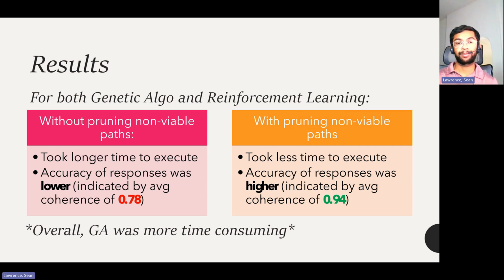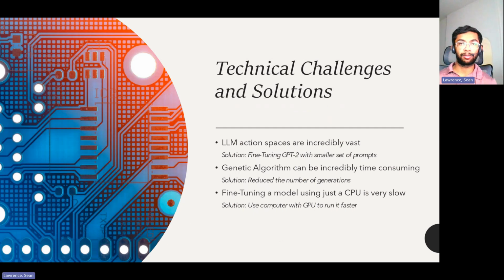So now that I've gone over our findings, I'd like to discuss some technical challenges that I experienced when conducting this experiment. So the first challenge that I touched upon earlier was the large language models. They're really huge, they're extremely vast. So the potential paths are too large to retrieve in a reasonable amount of time. So I decided to fine-tune the GPT-2 LLM with a smaller data set, which essentially reduced the action space size.